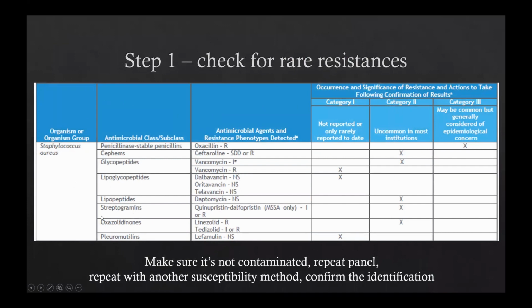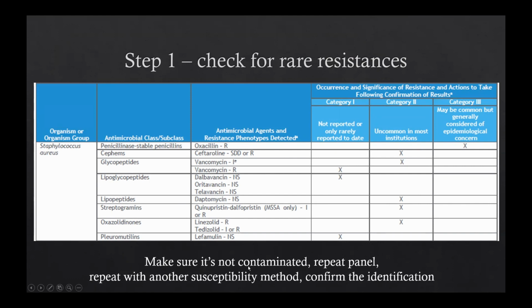This is another table that CLSI gives us of things that just shouldn't happen. So this category 1 here: not reported or only rarely reported to date. For example, this is Staph aureus, vancomycin resistance, not reported or only rarely reported to date. So if we put a Staph aureus on our MicroScan and it comes back saying it's vancomycin resistant, don't believe it. We should not believe that. We should catch that before it actually goes out to the physician, okay? We have to confirm that before we report it.